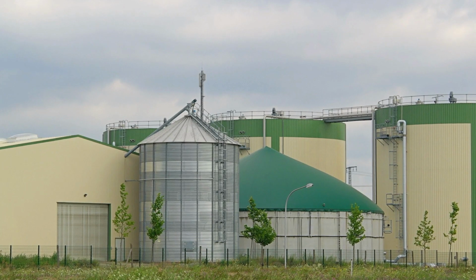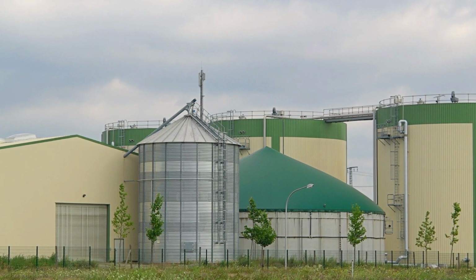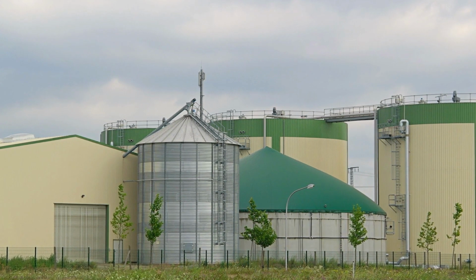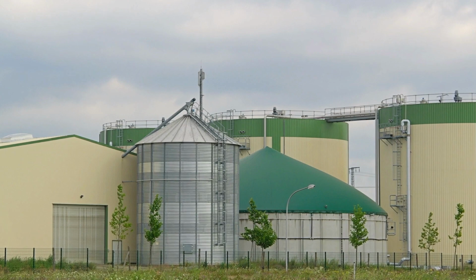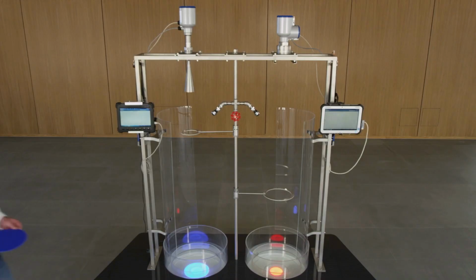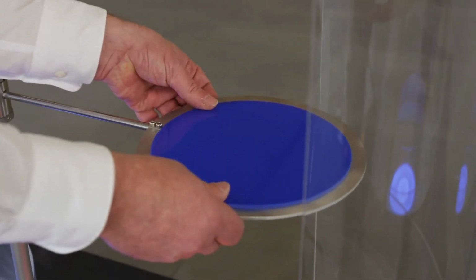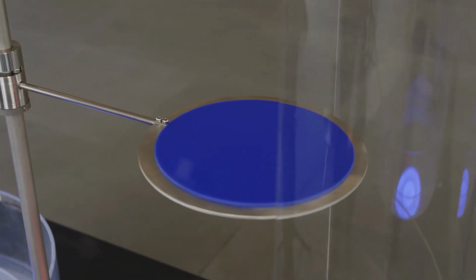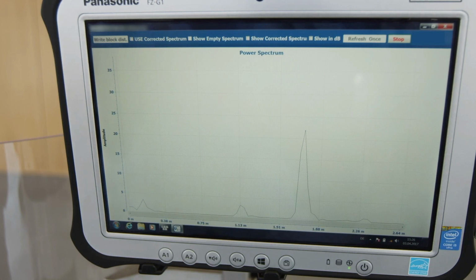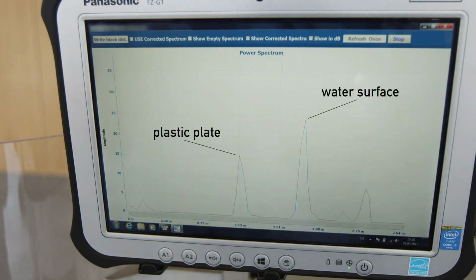In the case of plastic containers, it is also possible to realize the filling level measurement without modification of a tank, through the container casing. The plastic plate inserted here simulates the container cover. Behind the reflection of the plastic plate, the reflection of the water surface in the spectrum is clearly visible.